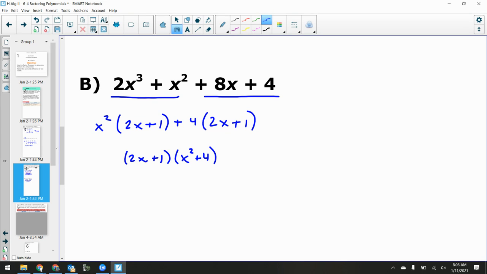Am I done? Yes. Is that a difference of squares? Yeah, I know, I tried to trick you today. It's a sum of squares, isn't it? And that cannot be factored. Difference of squares means subtraction in the middle. This is an addition in the middle. So that's completely done factoring as it is.